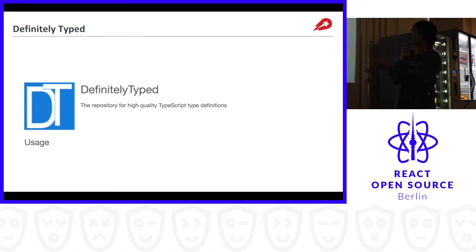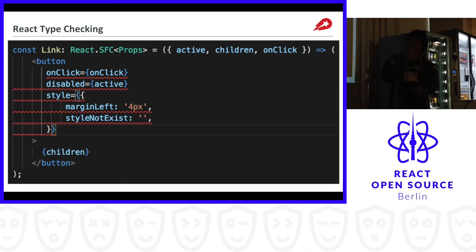DefinitelyTyped is a repository which contains a lot of external library type declarations. You can just use npm add @types/ and then your library name and install the external type declaration super easily. So this is how we work with type declarations. We download it online. You can see in this component we are trying to assign a non-existing style property inside the style attribute. You can see TypeScript can catch this kind of error.